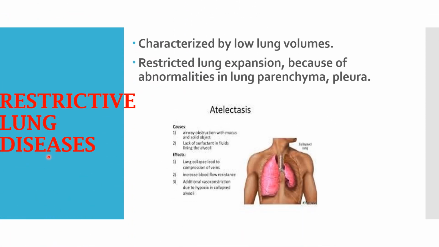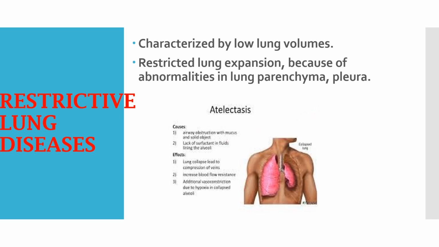And next we will see the restrictive lung diseases. These are characterized by low lung volumes. If you can remember the pictures from my previous class, that is pulmonary function test, I have shown you in obstructive lung diseases there is increase in the size of the lung, and in restrictive lung disease there is decrease in the size of the lung. So there will be restricted lung expansion because of abnormalities in lung parenchyma and pleura.